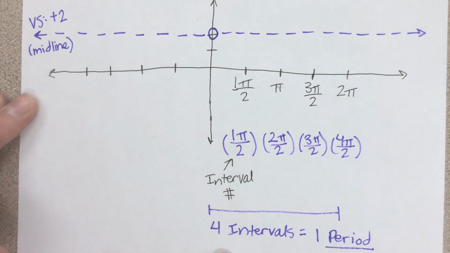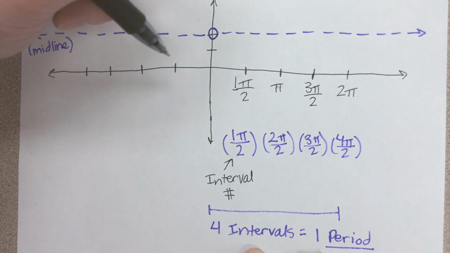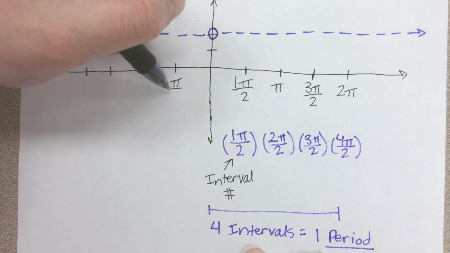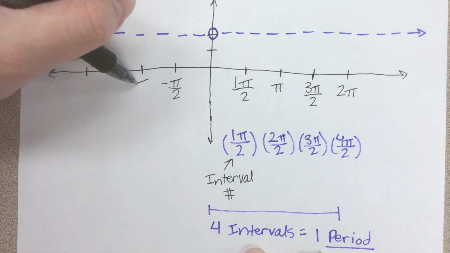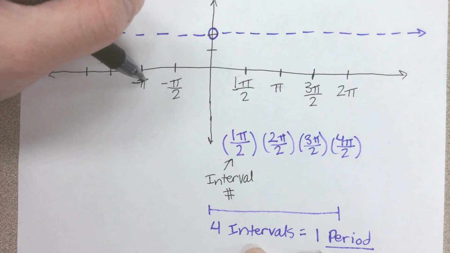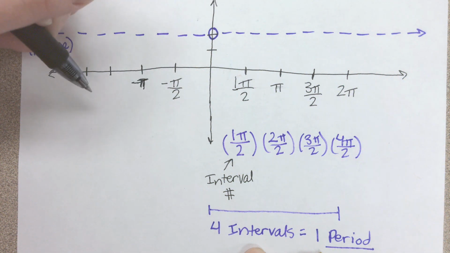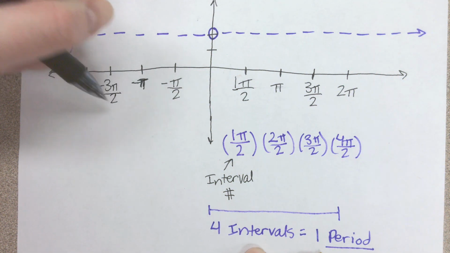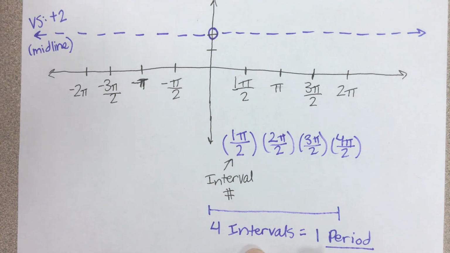From here, finding the left side is extremely easy. It's the same numbers, but they're all negative. Negative pi over 2. Negative pi. Negative 3 pi over 2. And negative 2 pi.